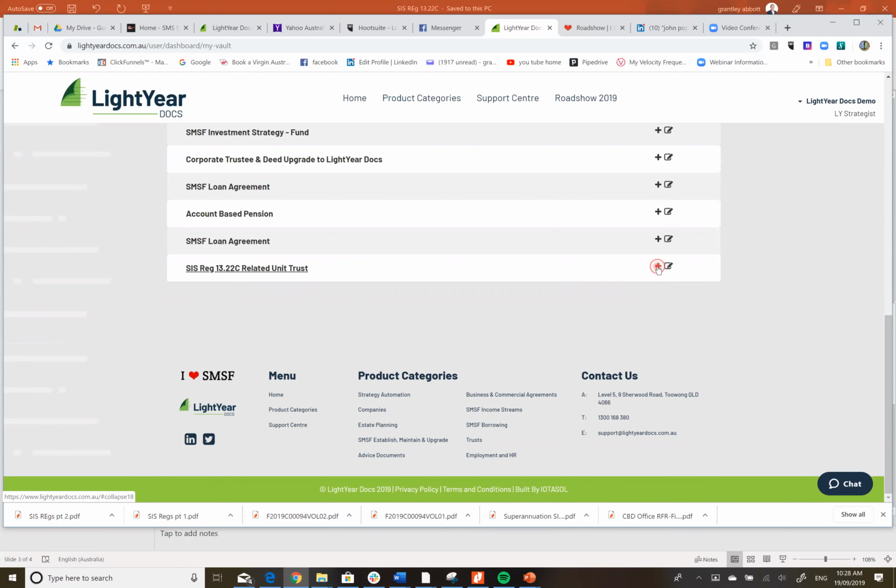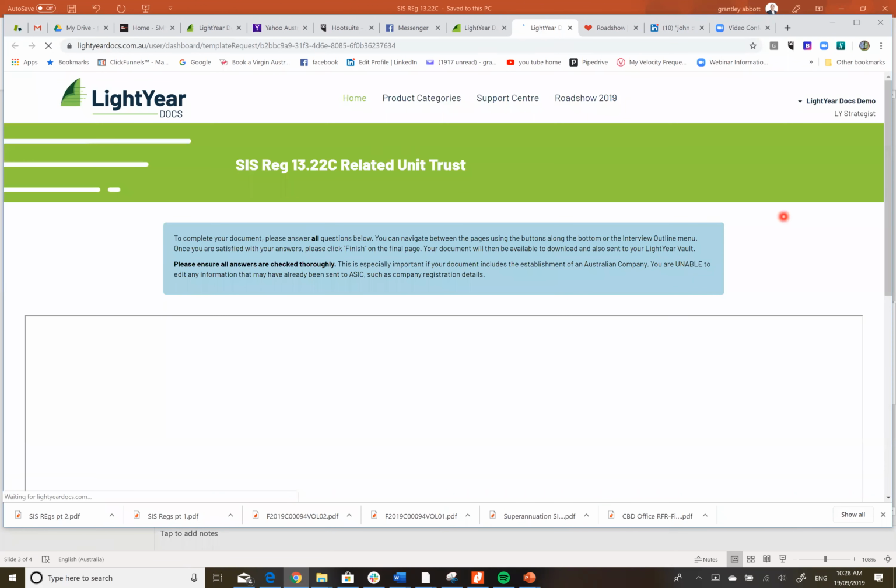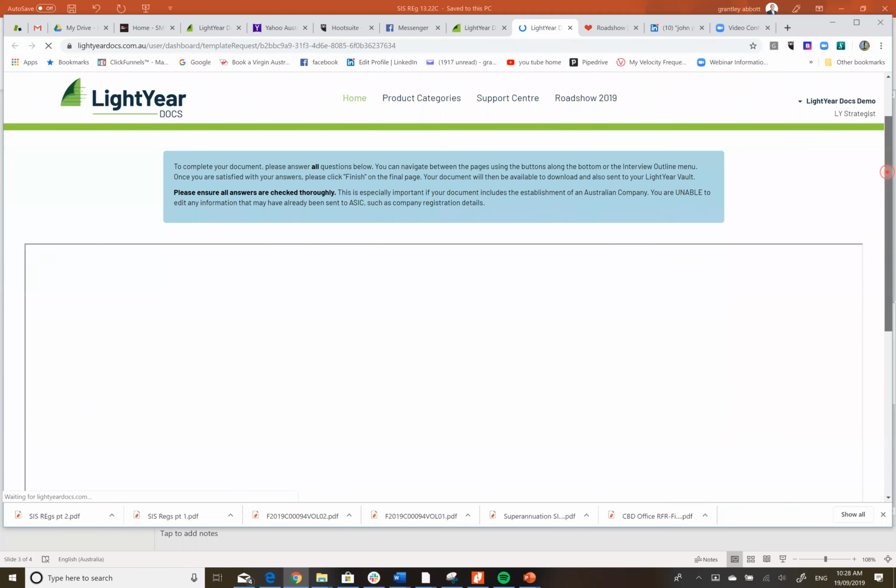When I click on the plus sign, you can see there my document reference number, 101134. It was done at 9:22, so only a little while ago. Now I can download that, or alternatively I can bin it, or see the rocket, I can relaunch it. So I'm going to relaunch it, and this is where we basically jump in.